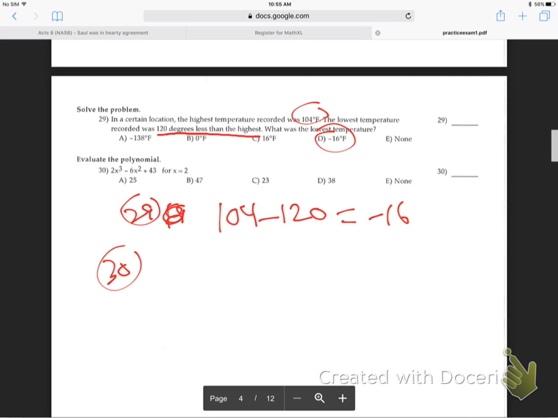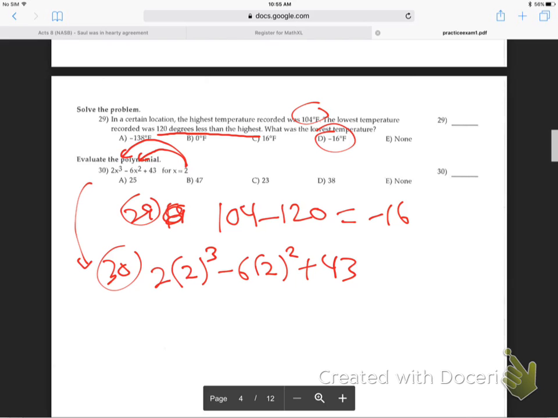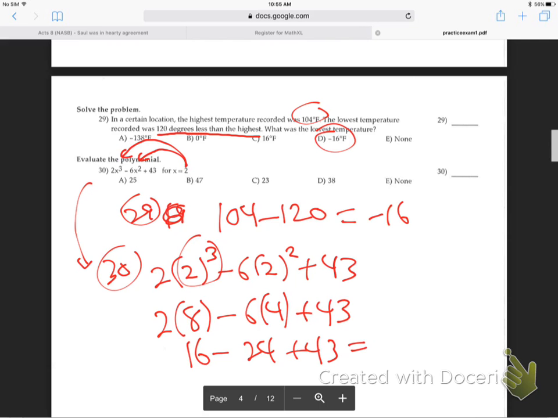And finally, number 30. Oh, just plug in. So just plug in the 2, right? So plug in the 2, plug in the 2. Good so far. Now what do we do first? Parentheses, powers, yeah, right there, 2 to the third. That means 2 times 2 times 2, or you could use the power button in your calculator. That's going to be 8. And this one's going to be 4. And then this is 16 minus 24 plus 43 minus 8.